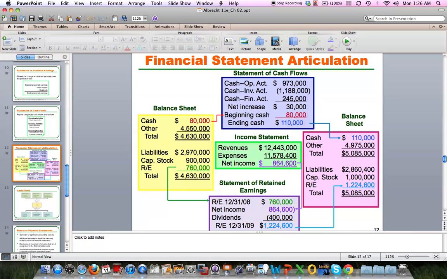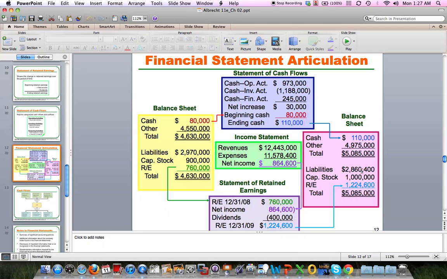Okay, so once I know my net income number, that net income number here in the purple flows down to my statement of retained earnings, where I have a beginning retained earnings number plus the net income minus dividends to get down to my ending retained earnings. The ending retained earnings number then goes to my balance sheet. Okay, right here.